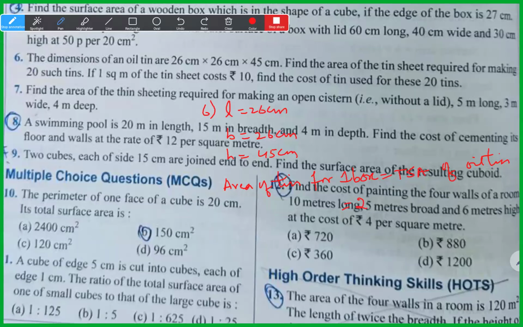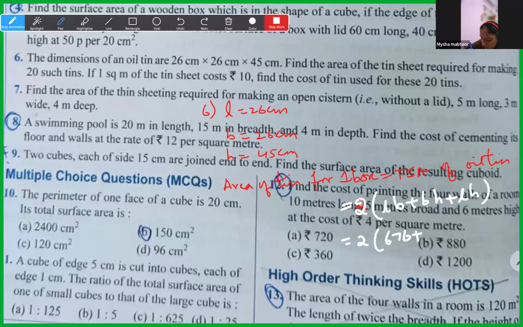2 into (LB plus BH plus LH). So 2 into LB, 26 into 26, we'll directly write it, you will get 676. BH, 26 into 45, 1170. Yes, right.